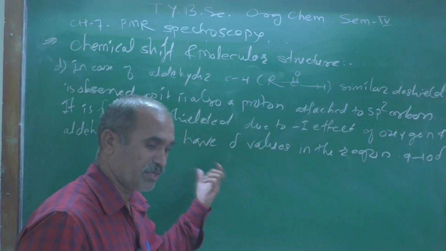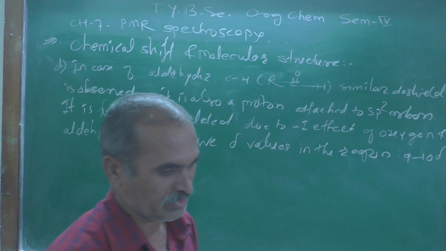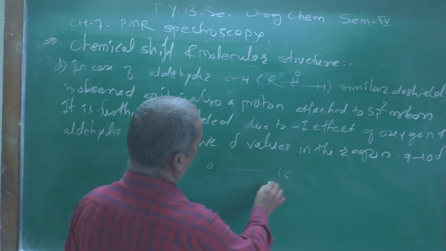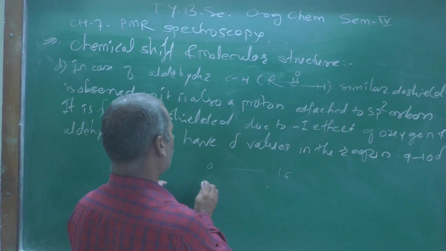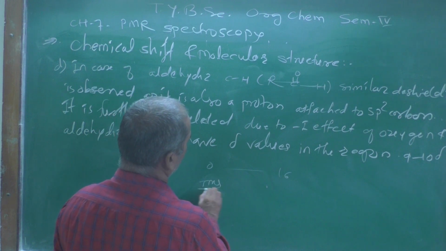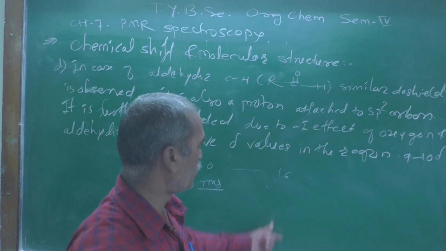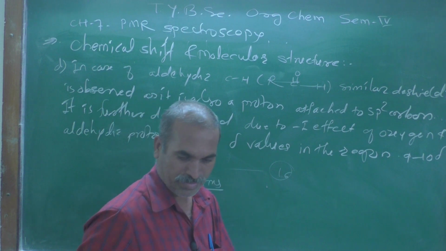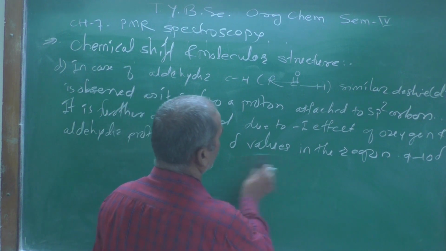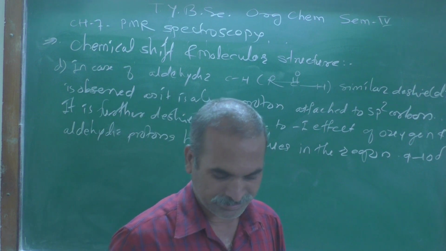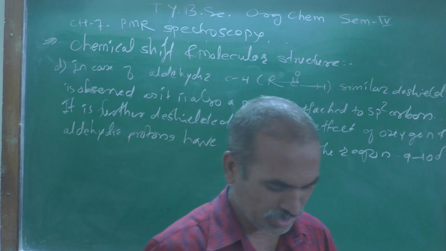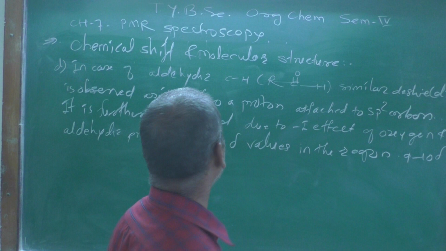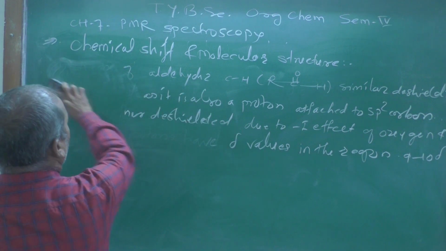Aldehydic protons are de-shielded because the delta value is high, and as we know the delta value starts from 0 to 16, where 0 is from TMS, tetramethylsilane, and the alcoholic or phenolic OH appears around 16. So these are some of the things we have learned and discussed here. Now let us look at the next point, point E, which we are going to discuss.